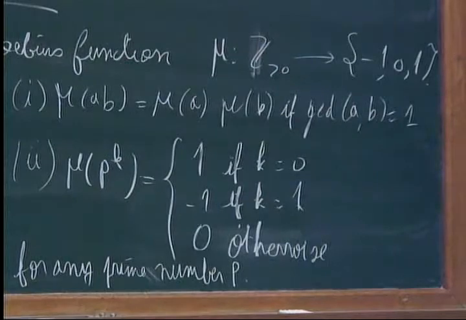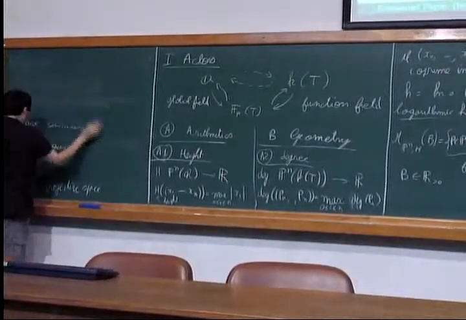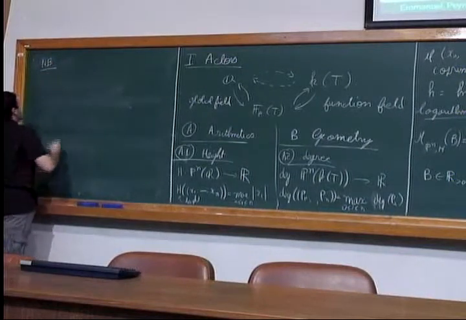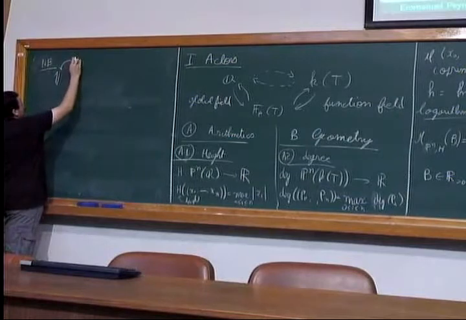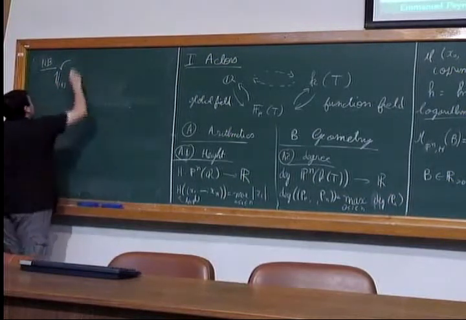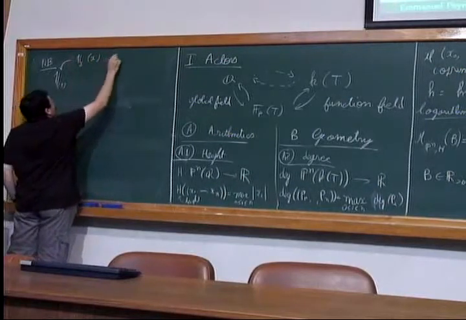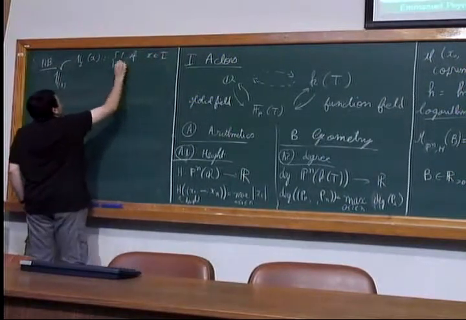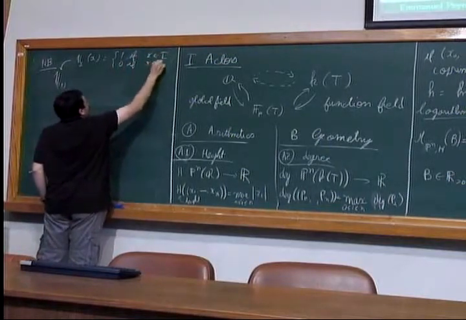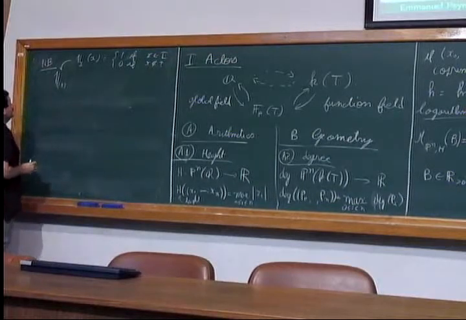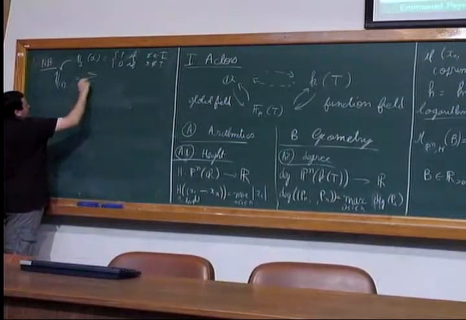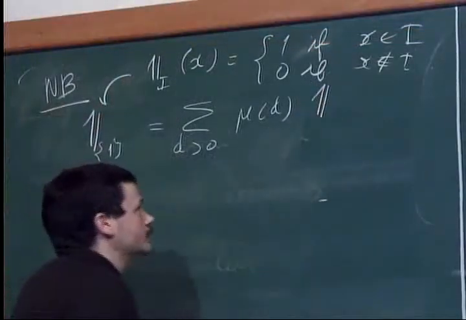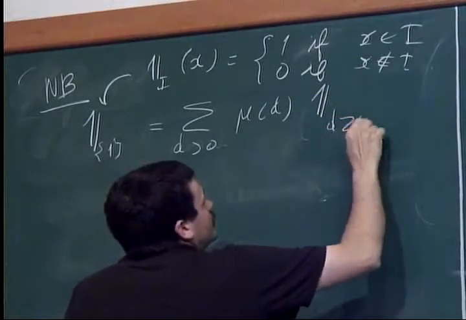Well, this function satisfies the following relation. So one has that if one looks at the indicatrix function of the set {1}, so this is equal to 1 if x belongs to it and 0 if x doesn't. So anyway, the indicatrix function for 1 is equal to the sum for d strictly positive of mu(d) times the indicatrix function of dZ.